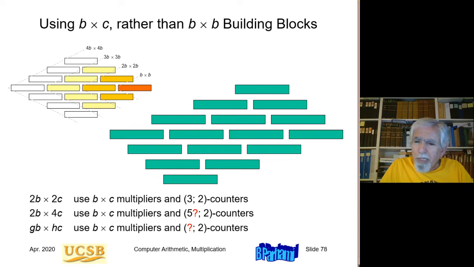So instead of using B by B component multipliers, I use B by C. B and C can be different numbers. So basically that corresponds to doubling the width in each component. So B by C becomes 2B by 2C. Those are these four partial products. And you see that the height is 3 in this example. So I need 3:2 counters.